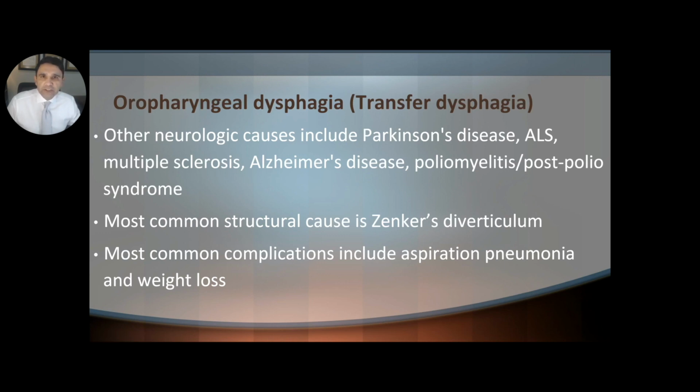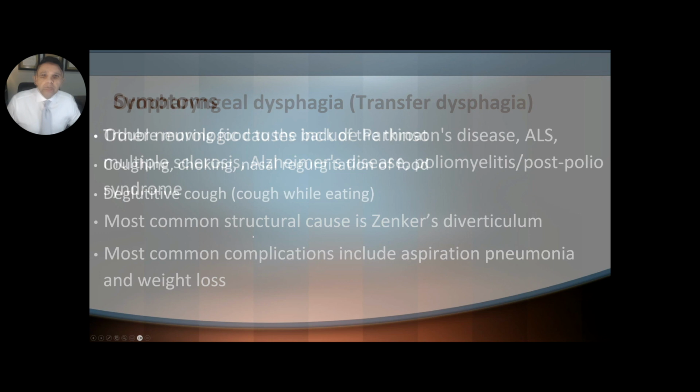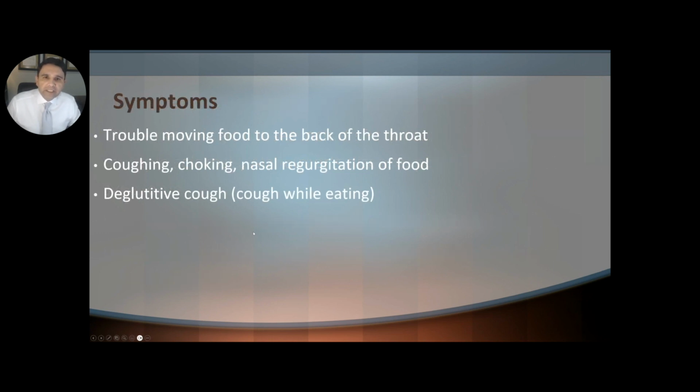And basically aspiration pneumonia occurs because food is going down the wrong pipe. The patient cannot swallow properly, and the food, rather than going into the esophagus, is going into the trachea and into the lungs. So what are the symptoms of oropharyngeal dysphagia?